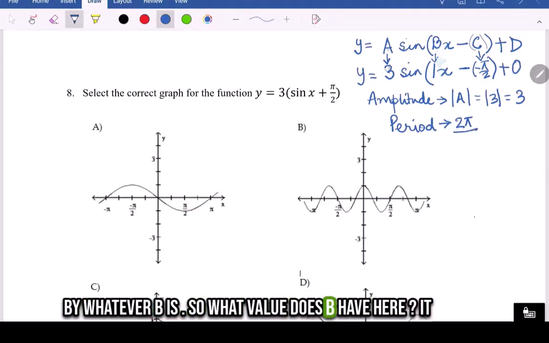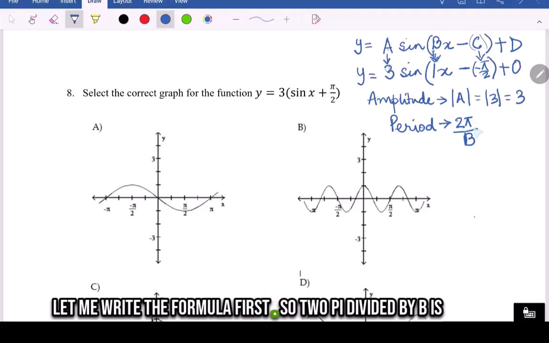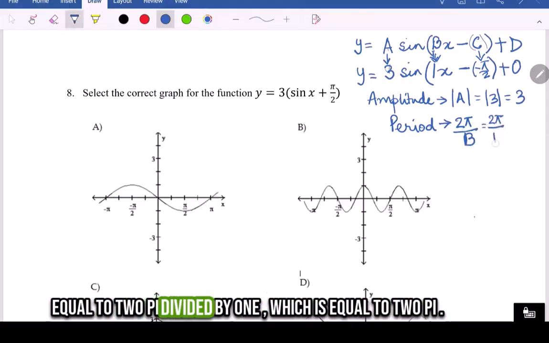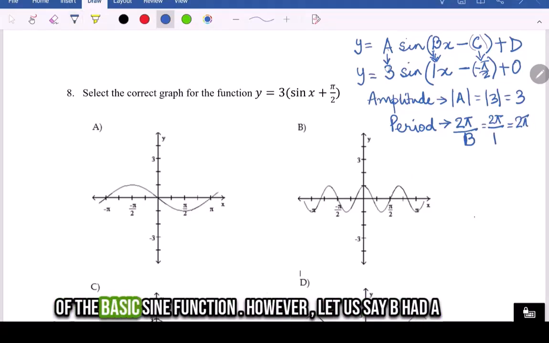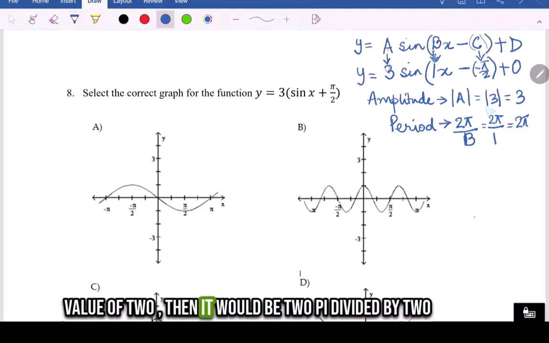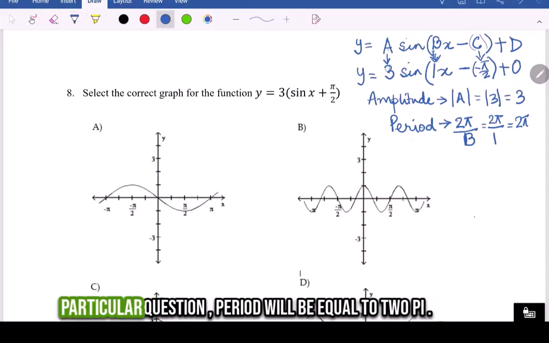So what value does B have here? It has a value of 1, correct? So we write 1 for B. Let me write the formula first. So 2 pi divided by B is equal to 2 pi divided by 1, which is equal to 2 pi. That means there's no change in the period from that of the basic sine function. However, let's say B had a value of 2, then it would be 2 pi divided by 2, and the period would be pi units. All right? But for this particular question, the period will be equal to 2 pi.